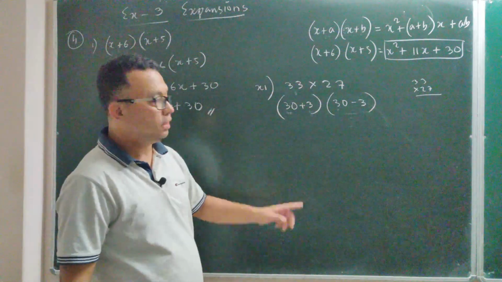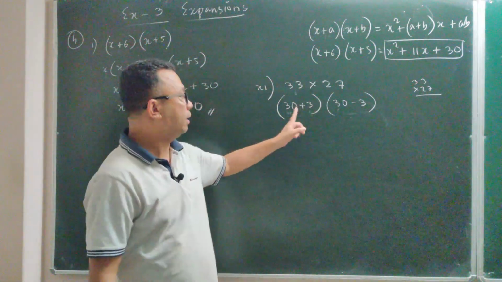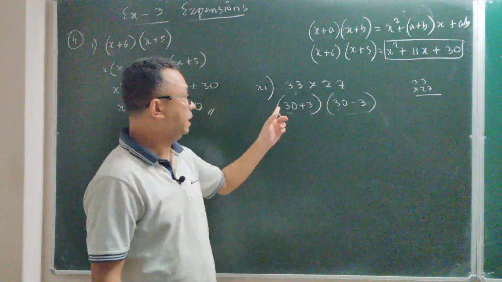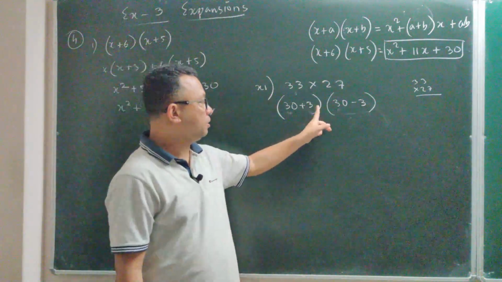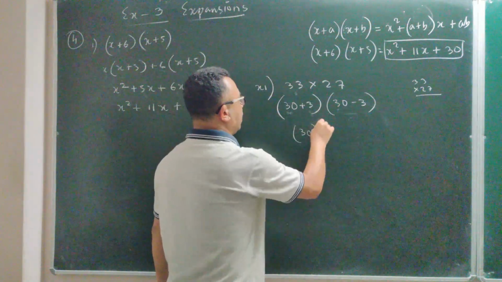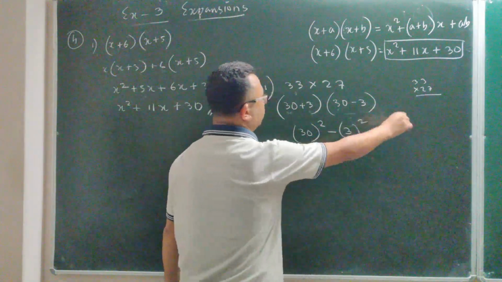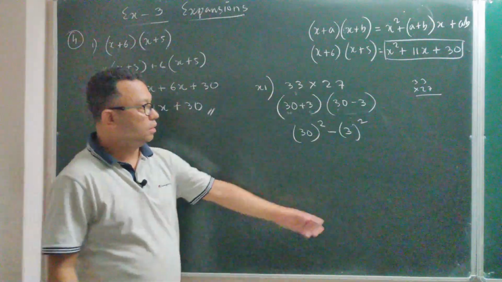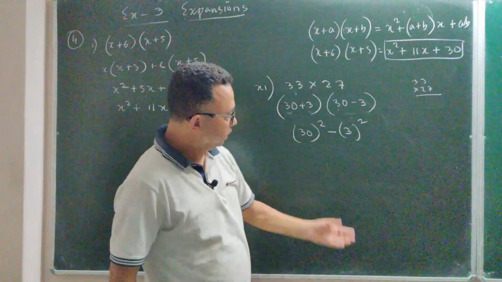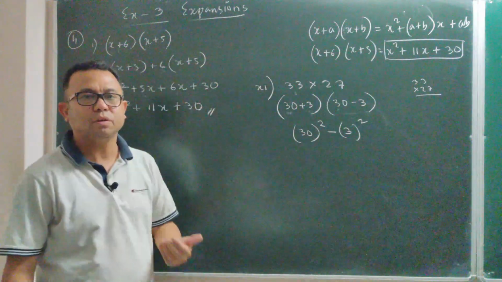So why have I written like this? Because I am applying the formula here, a plus b into a minus b. And just now we discussed what a plus b into a minus b is. It can be written as a square minus b square. So rather than multiplying like this, you may say, sir, that is a lot easier to multiply. Yes, I agree. But here we are using the property, using the formulas.